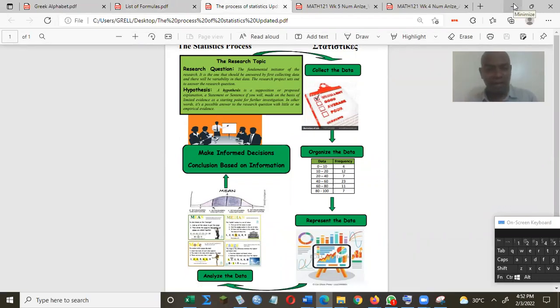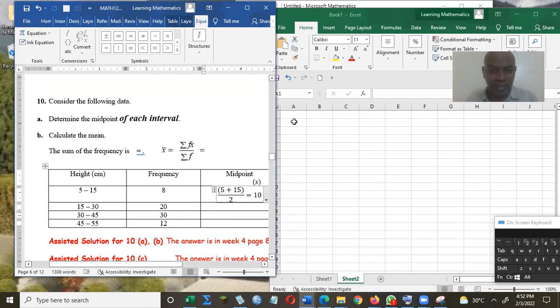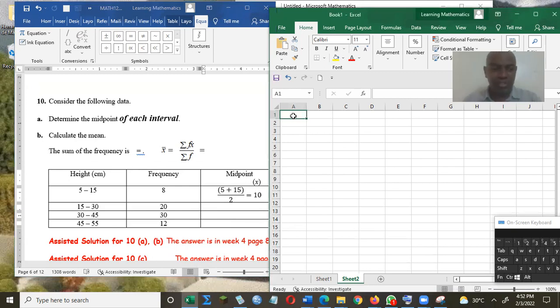You can easily go to Excel. The lower boundaries, you can put in the first column: 5, 15, 30, and 45. These are the lower boundaries. Upper boundaries in the second column: 15, 30, 45, and 55. So that's 5 to 15, 15 to 30, 30 to 45, and 45 to 55.